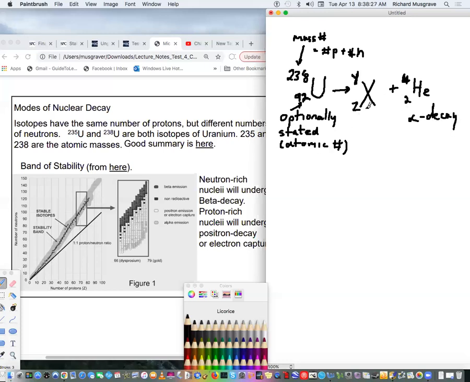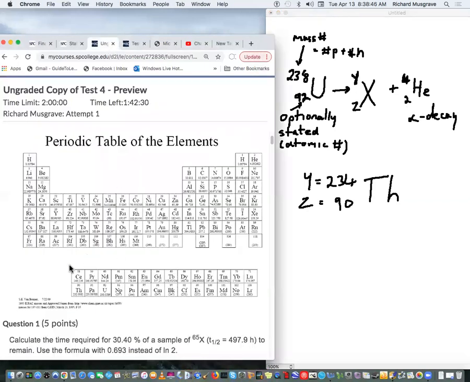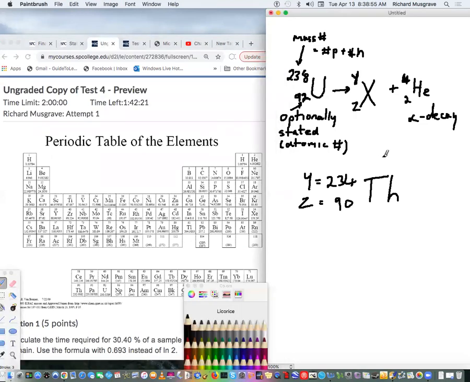And it's just really simple math here. So you can see that Y is going to equal 234. Z is going to equal 90. So the element there is going to be Th. And I know this because Th has an atomic number of 90. And so that's how I know that this element here is going to be 234Th. That's what goes in here.